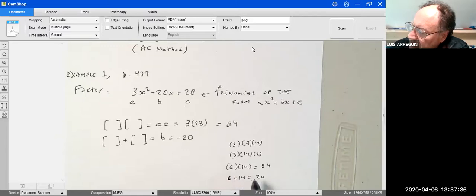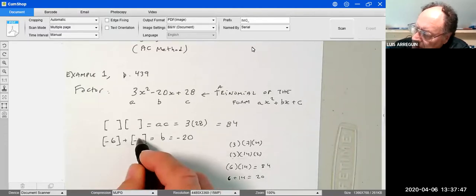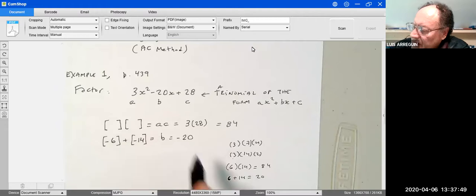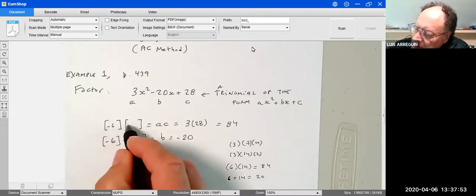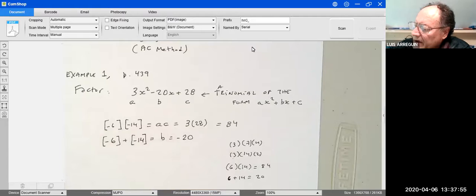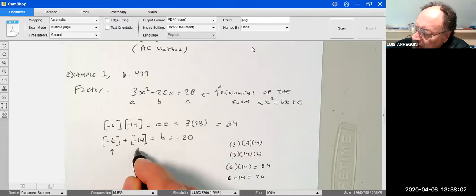So these are my candidates, but the only problem is that 6 plus 14 is positive 20. I need negative 20. So what I need to do is just write negative 6 and negative 14, so I can get negative 20, and also negative 6 times negative 14 is going to give me 84. So these are my candidates, these are my factors.